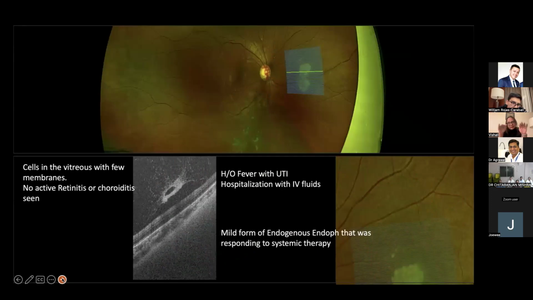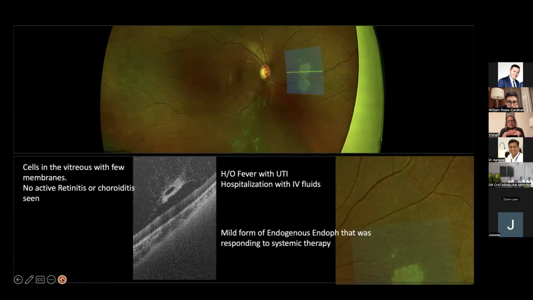So when I did the OCT through this lesion, I realized there were cells in the vitreous with a few membranes. Now look at the character of the cells. They're very different from what you see in toxo. There was no active retinitis and no involvement of the choroid. Now, what would produce a localized inflammation in the vitreous? I thought maybe it was endogenous endophthalmitis, which was responding to therapy.